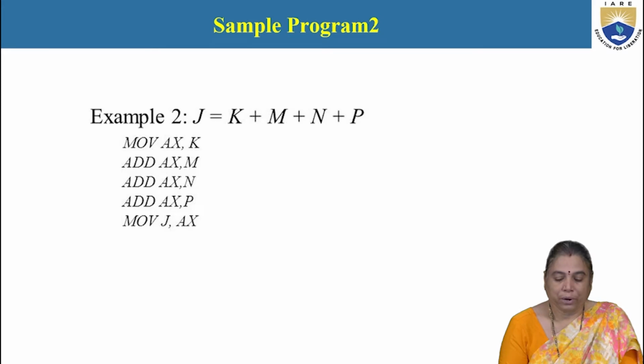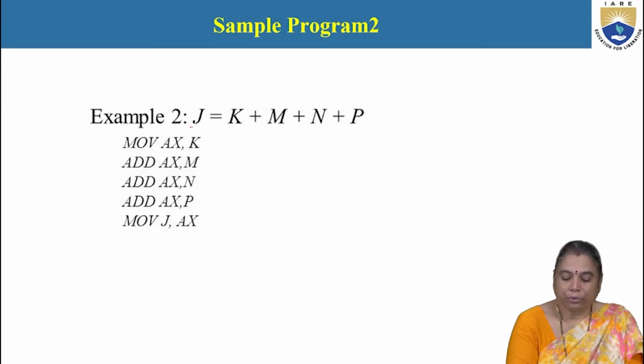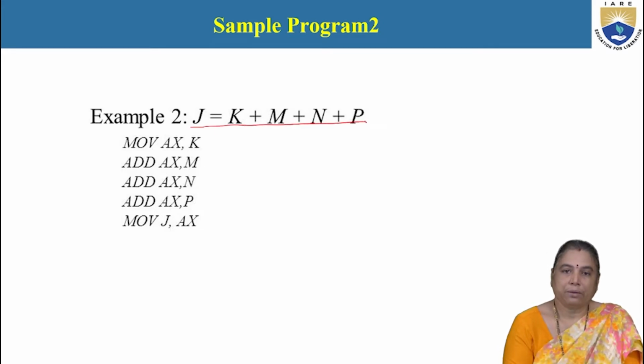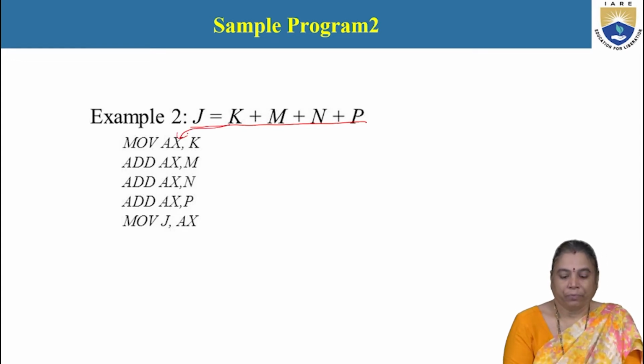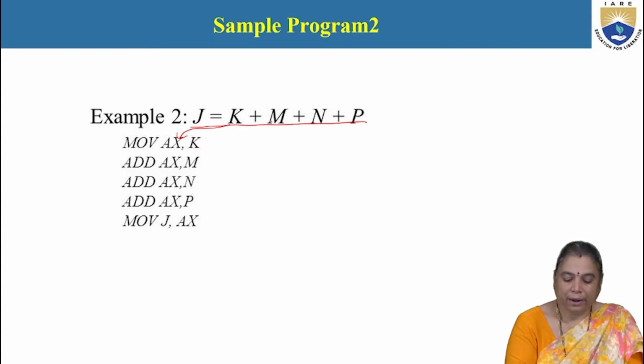Next sample program is J is equal to K plus M plus N plus P. So first the K value can be moved to the AX register and the M can be added with this. Here the K plus M operation can be performed and the result is stored in the AX register. So with this again the N can be added.